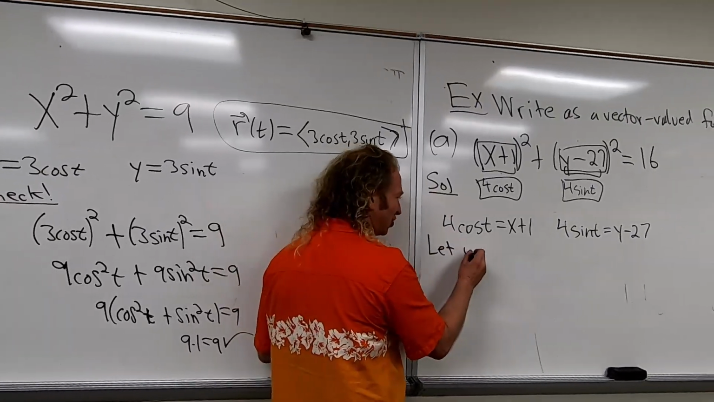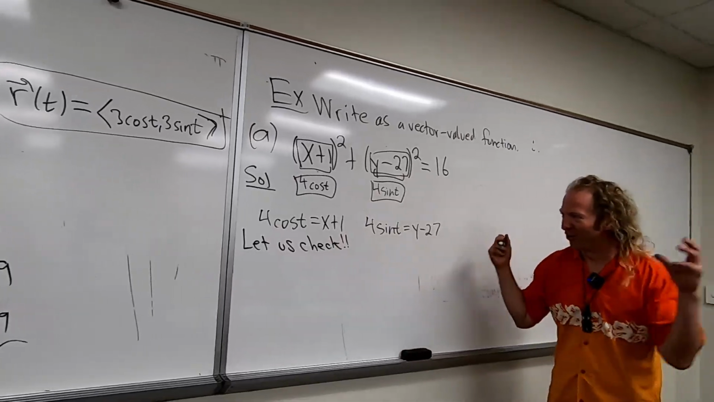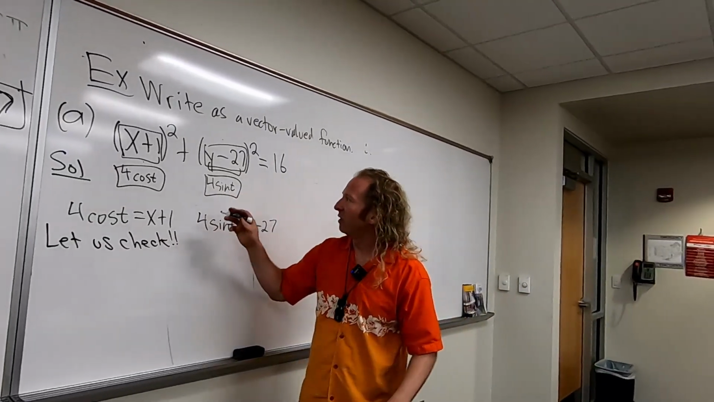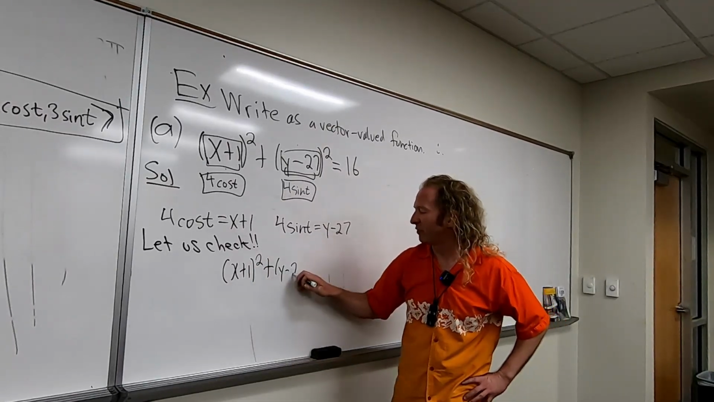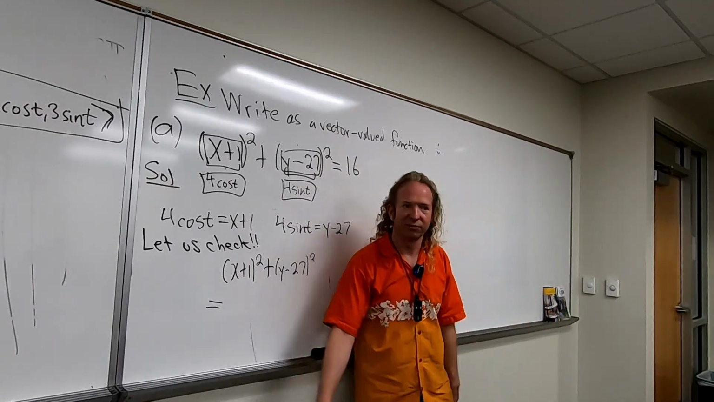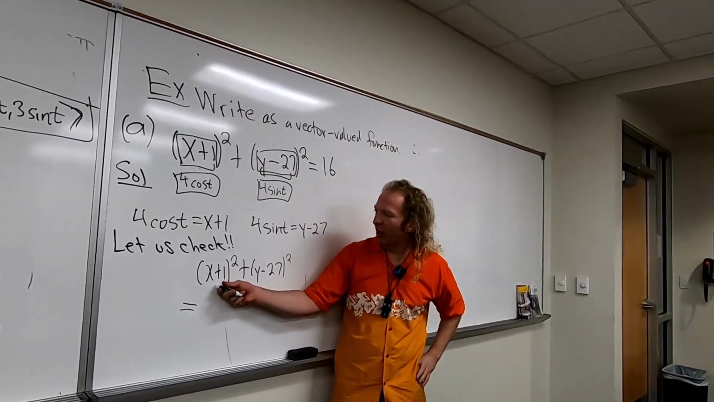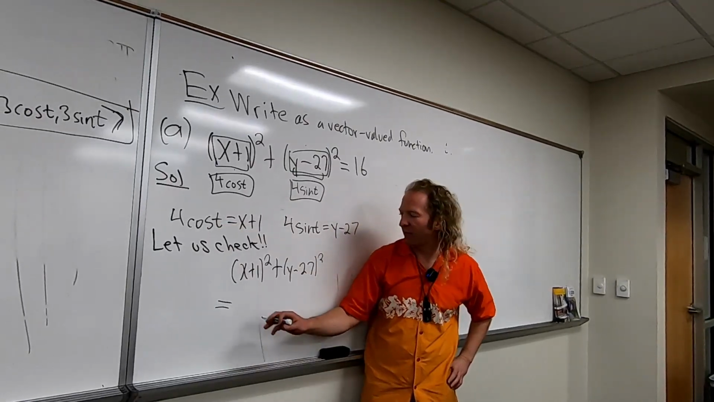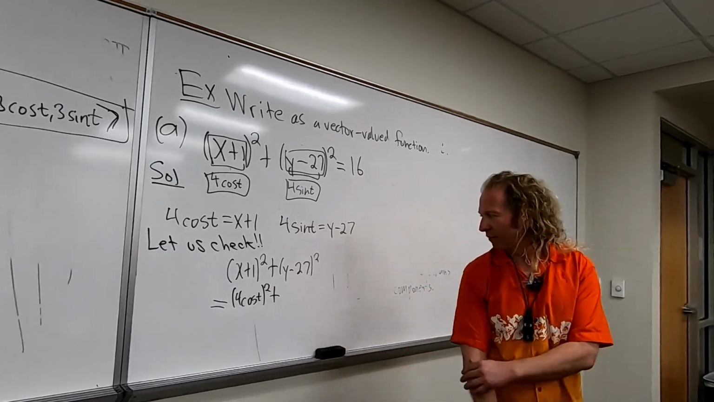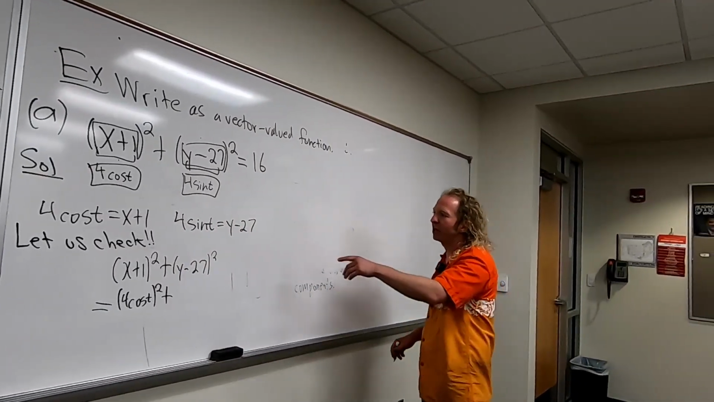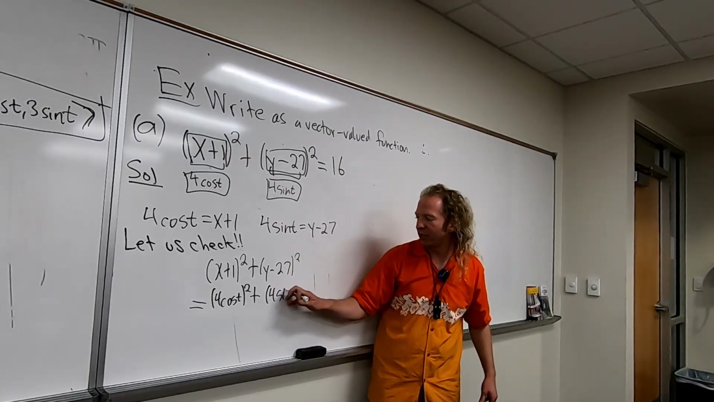I'll even spell it out. Let us check. So if we're checking, let's prove it. Let's actually write this down. x plus 1 squared plus y minus 27 squared. This is equal to... let's actually just show it's true. So we said that x plus 1 was 4 cosine t, so all we have to do now is replace it with 4 cosine t. And then we said that y minus 27 is 4 sine t, so replace that with 4 sine t.